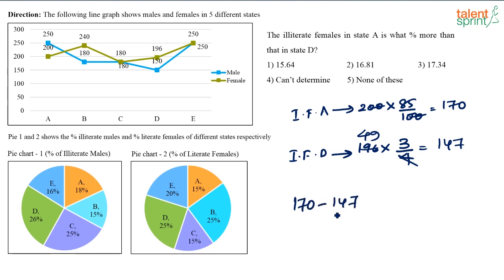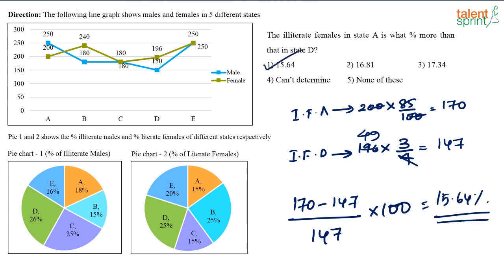So you have to find out 170 minus 147 divided by 147 into 100. So this is the percentage that you are looking at. Yes, so when you solve this, you get the answer as 15.64%. Yes, that's correct. You will have 23 here, 23 divided by 147 into 100.